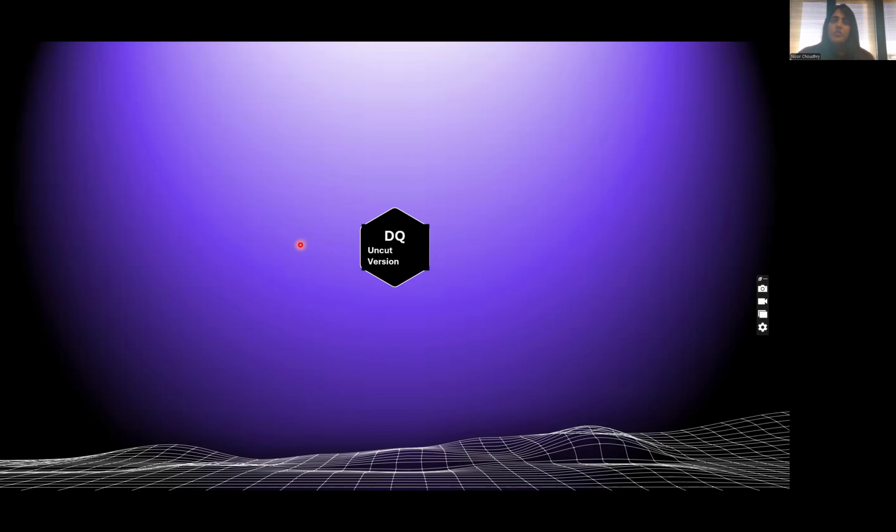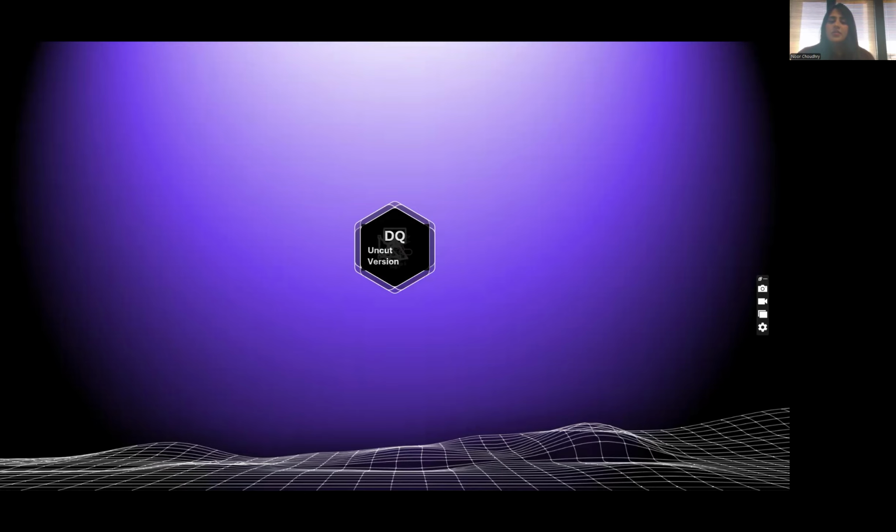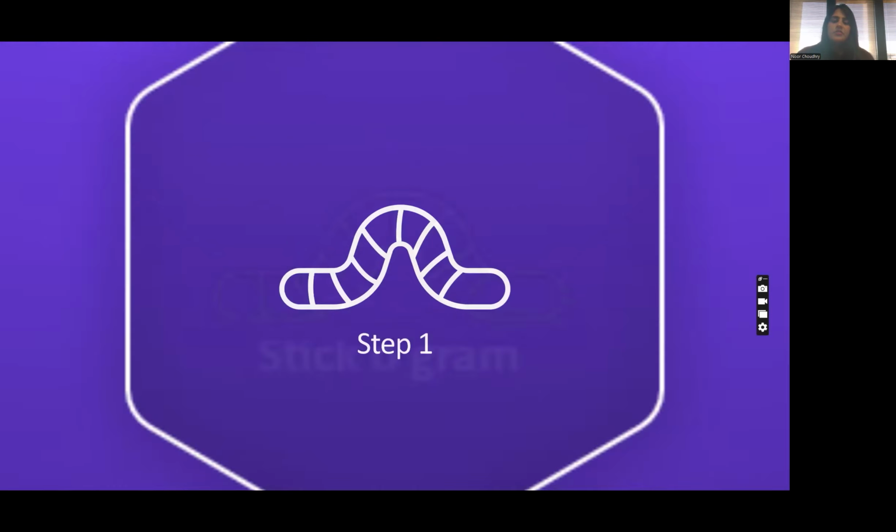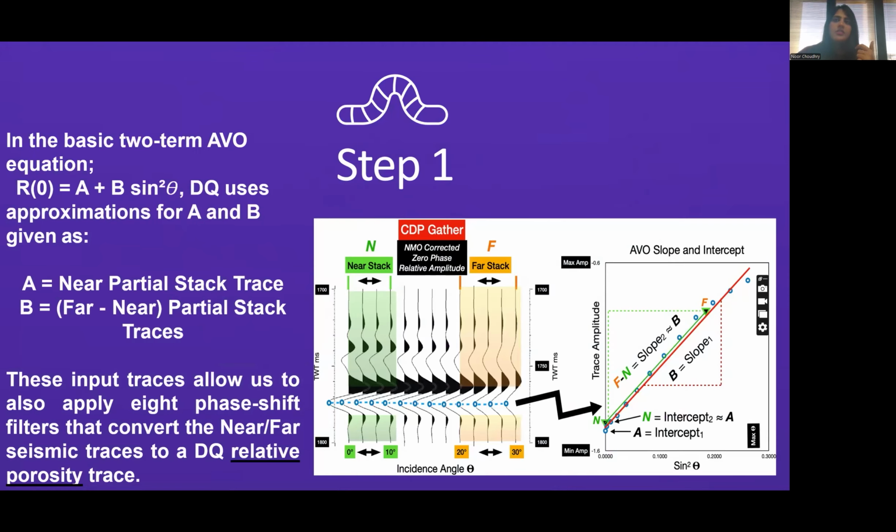And before we do that, we're going to talk about the inputs of DQ. So for DQ data to be computed, you need two types of inputs. You need a near stack, and you're going to need a far stack. So you have your gradient and your slope. This looks like an AB or cross plot, right? So this is your traditional AB cross plot on the green line, and this is a DQ cross plot on the red line. So the difference is the input, so near stack and far stack.